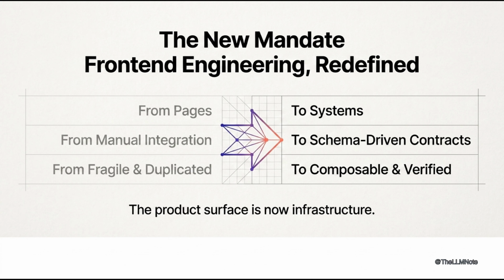So what's the real problem? Let's talk about the new mandate. Front-end engineering redefined: from pages to systems. From manual integration to schema-driven contracts. From fragile, duplicated UIs to composable, verified product surfaces. This is the operating model for the next decade of digital products. Organizations that adopt it set the standard for speed, quality, and innovation. The product surface is now infrastructure. Engineer it accordingly.